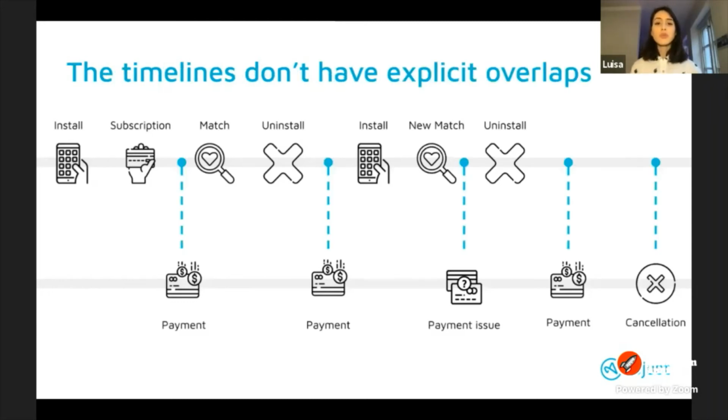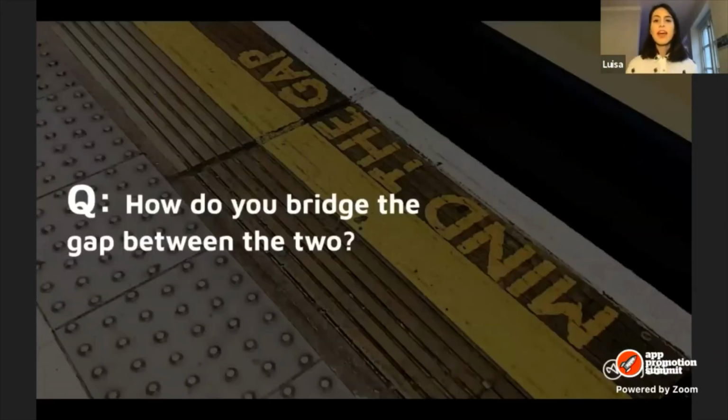So I was trying to explain to you, those timelines don't really have any explicit overlap. It's very difficult for you to make sense out of this data and understand who is a valuable user from a revenue standpoint, rather than who is a valuable user from an activity standpoint. And you want to ask me right now, okay, I understand, I see this is a serious problem. How should I be bridging this gap between the timeline of app events and the timeline of subscription?